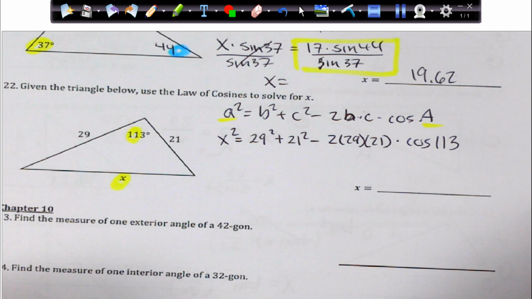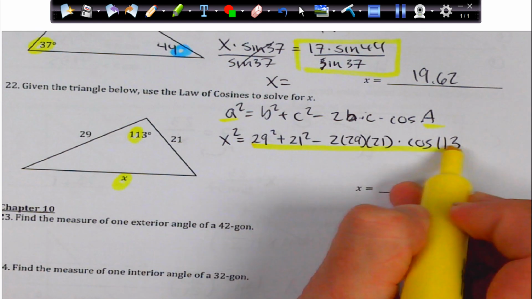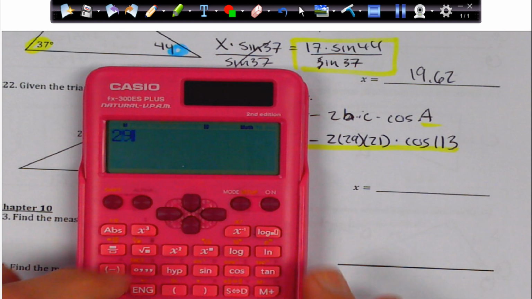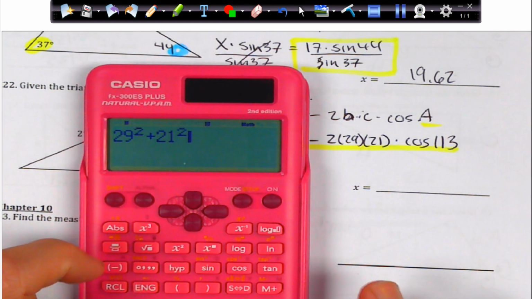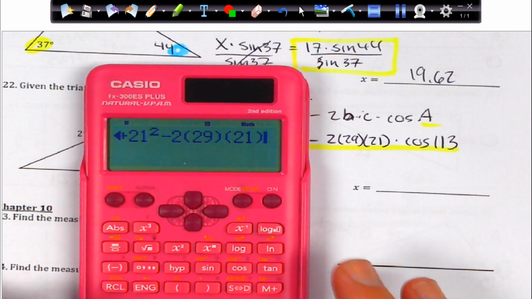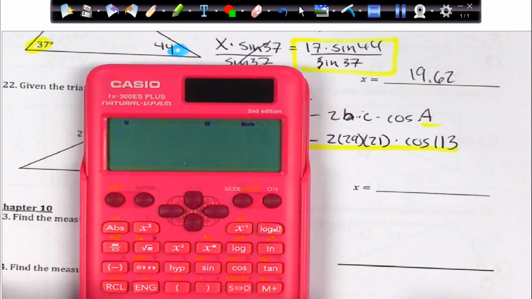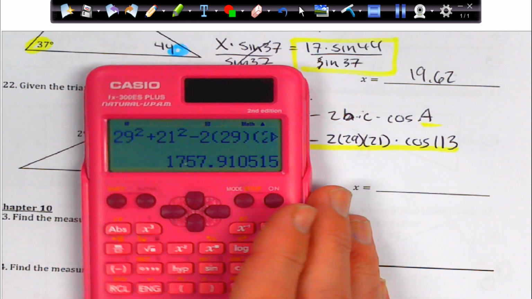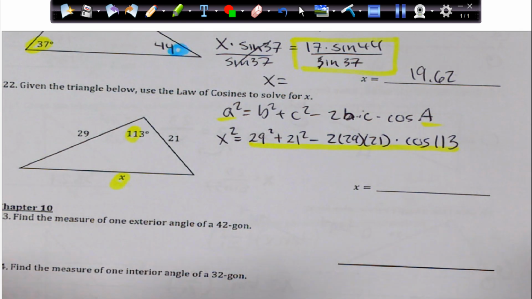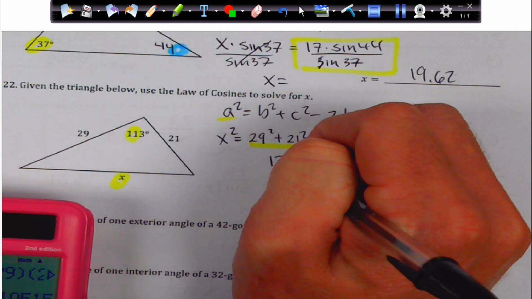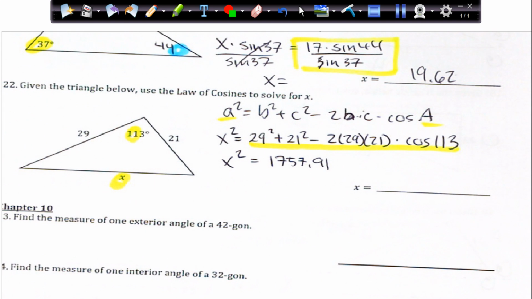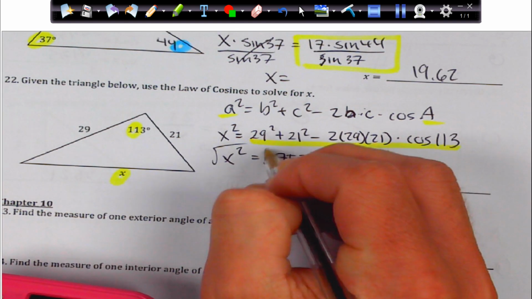Now the beauty is I can put all of this in my calculator in one step, and I will do that now. 29 squared plus 21 squared minus 2 times 29 times 21 times the cosine of 113. Hit enter, and I get a huge, huge number, and I'm thinking that's not right, and the answer is it isn't right. I actually didn't make a mistake in my calculation, though. It's just that this is set equal to x squared, which means I do need to square root this.